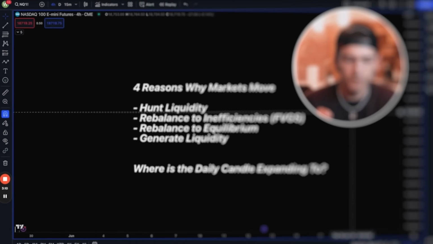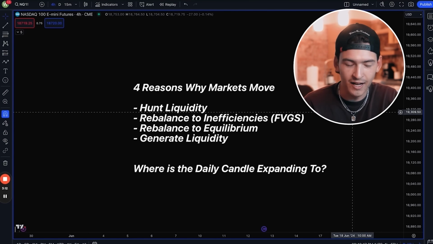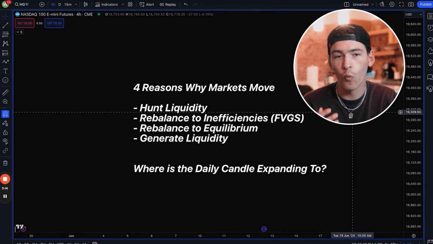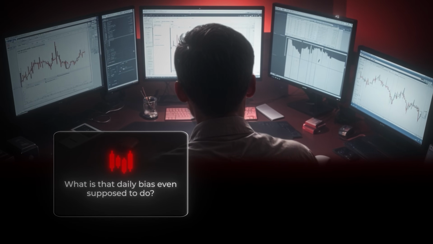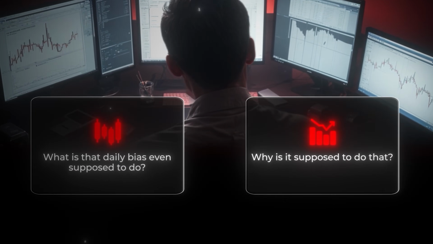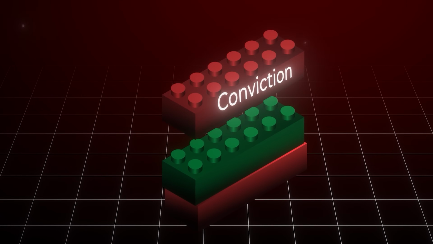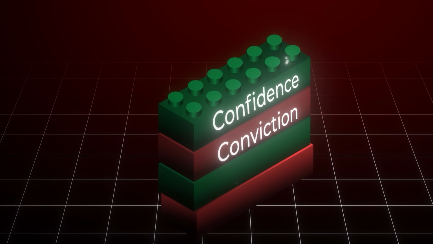Let's get into it. The first thing, before we even get into any concepts, is you have to understand why these concepts even work. When we're looking at a daily bias, what is that daily bias even supposed to do? Why is it supposed to do that? Because that is what's going to truly build the conviction and the confidence when you're trading, when you can actually understand why the market should move.